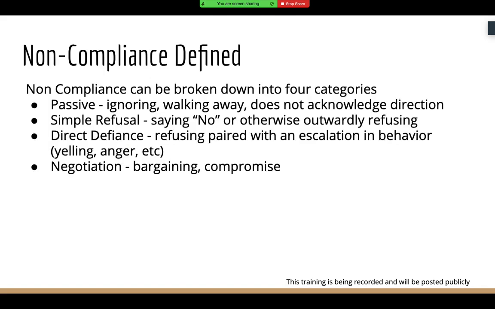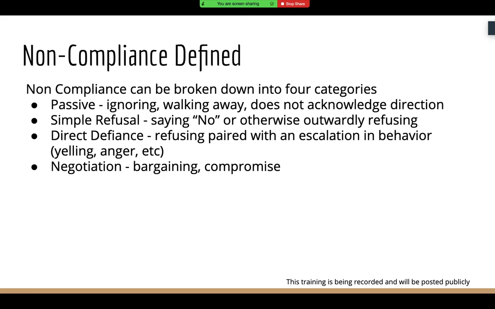Okay, so if we're talking about following directions, one of the first things that we should talk about is how to define the problem behavior, which is usually called non-compliance. Non-compliance can really be broken down into 4 different categories. The first is passive non-compliance. That's like when a kid's walking away or ignoring you, or they just keep on doing what they're doing and completely don't acknowledge that you gave a direction.